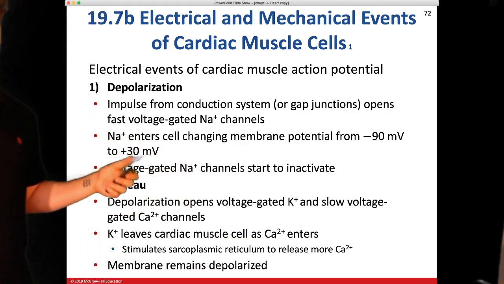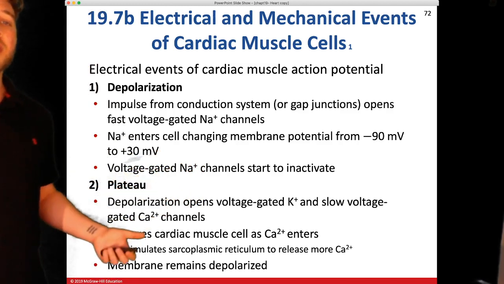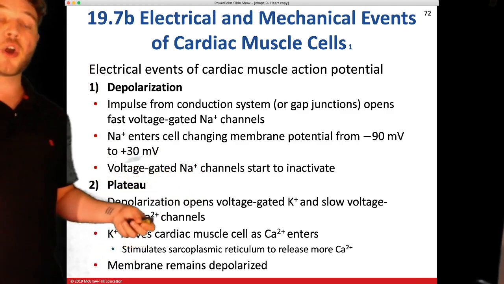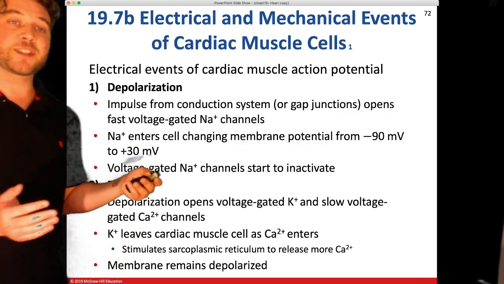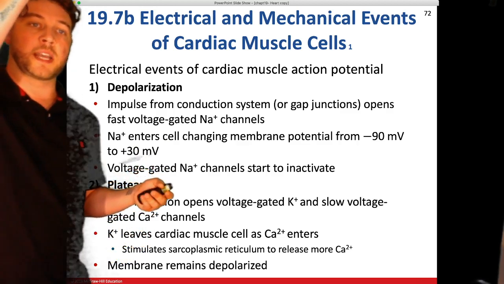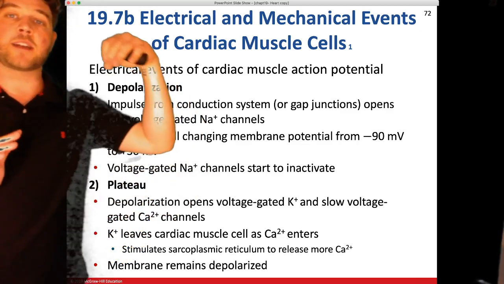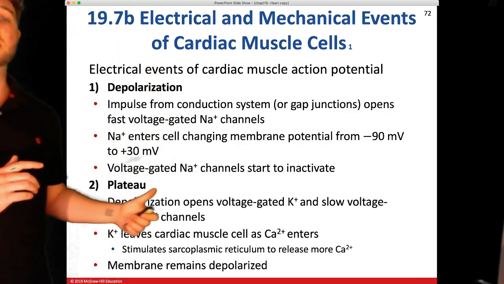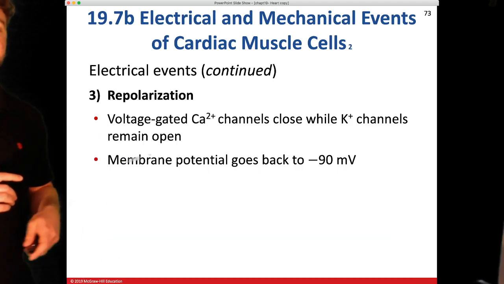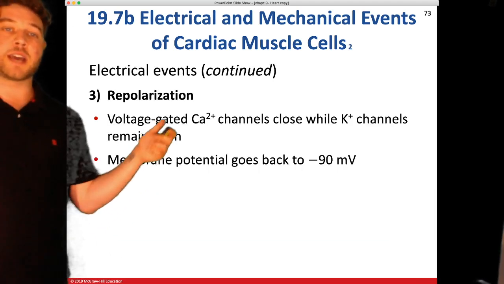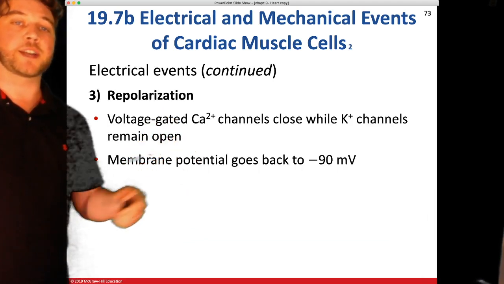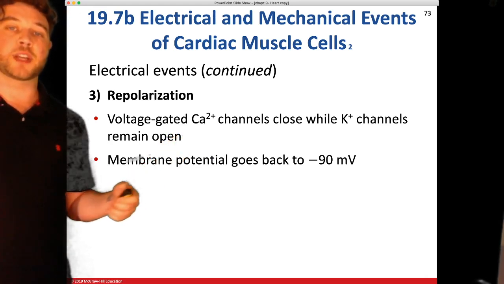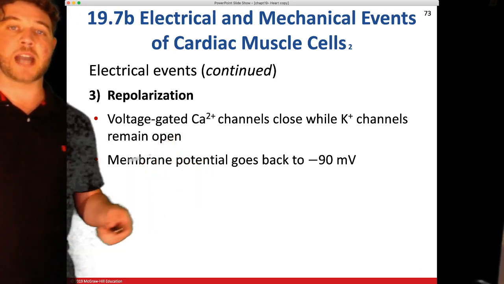Then once it gets to +30, the voltage-gated sodium channels turn off, and you have these other two voltage-gated channels that are going to open simultaneously. Potassium is going to be leaking out, trying to make the heart cell more negative, whereas calcium is going to be coming back in, trying to keep it depolarized and causing this plateau. After that, you then have repolarization. Your voltage-gated sodium channels close while potassium channels remain open, and the membrane potential goes back to -90.